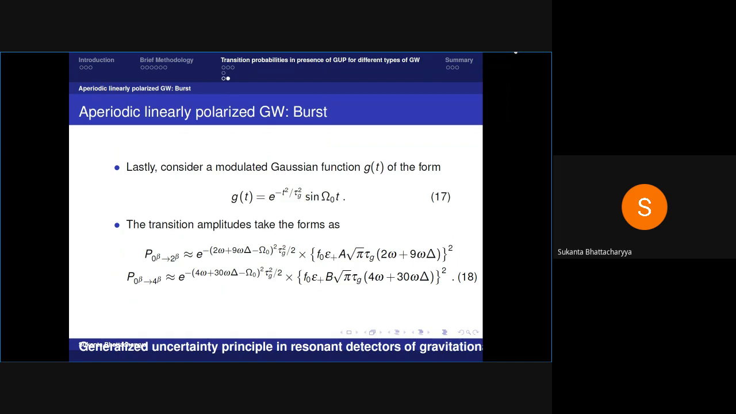Before we end our discussion, we consider more realistic GOF waveforms with the modulated Gaussian wave function GT given by equation 17, and it also gives the transition probabilities like in equation 18. I summarize all the results due to lack of time. Next.